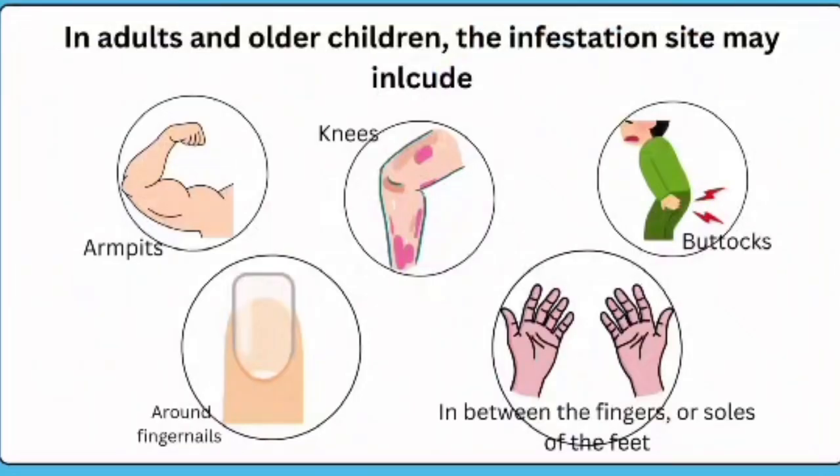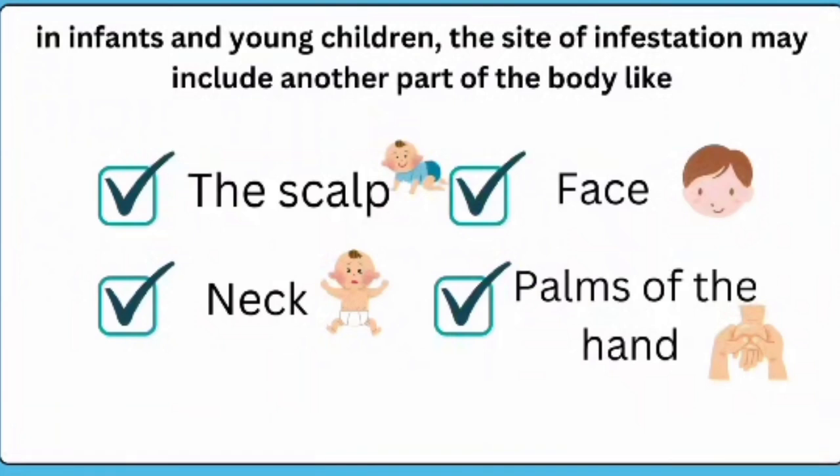In adults and older children, the infestation site may include armpits, knees, buttocks, around fingernails, in between the fingers, or soles of the feet. In infants and young children, the site of infestation may include other parts of the body like the scalp, neck, face, and palms of the hand.